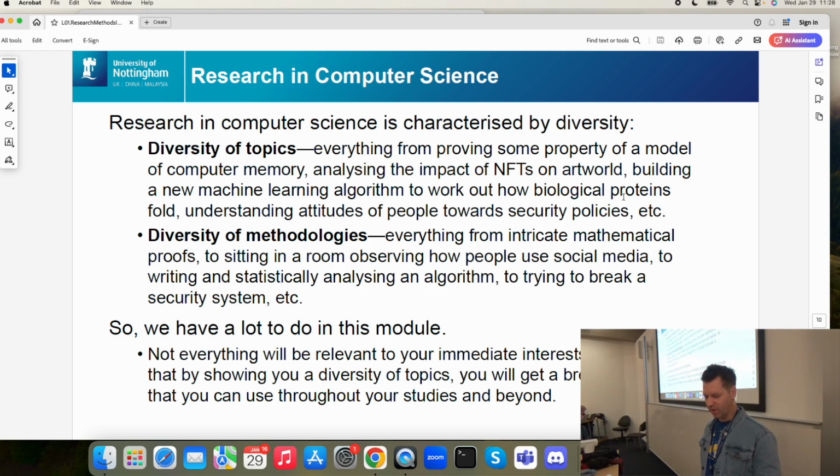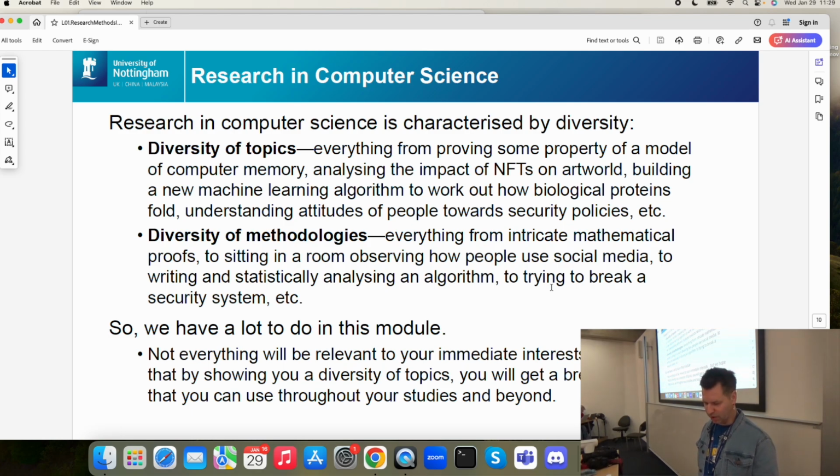And because of the diversity of the people and the topics, we have a diverse set of research methods. Every academic is going to have a slightly different variety of research methods. Everybody's going to be slightly different. It could be mathematical proofs, it could be ethnography, observing people, it could be analyzing an algorithm, and it could be building a piece of software, right, to demonstrate some idea.